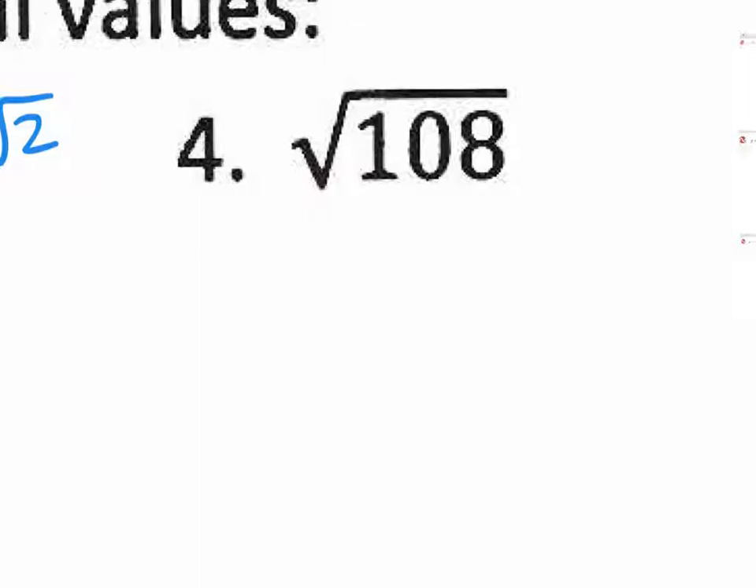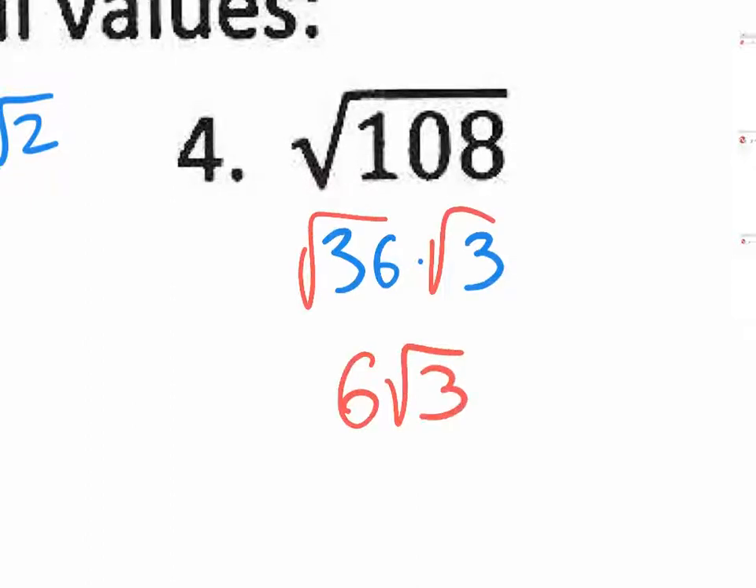Somebody said it. 36. 36, right? And of course, if you have a calculator, just try it out. Try 108 divided by 36 or 108 divided by 49. It won't work. But 108 divided by 36, it will work. And it'll be 36 times 3. So if you split the root, you'll be done: 6 square root of 3.